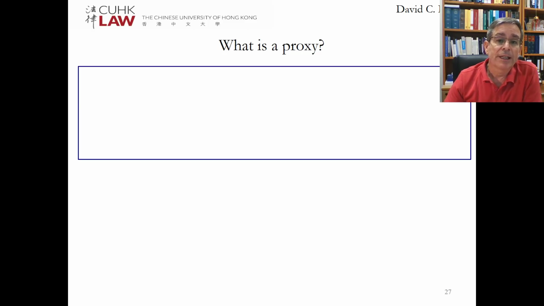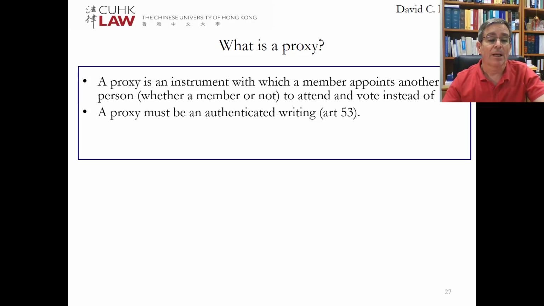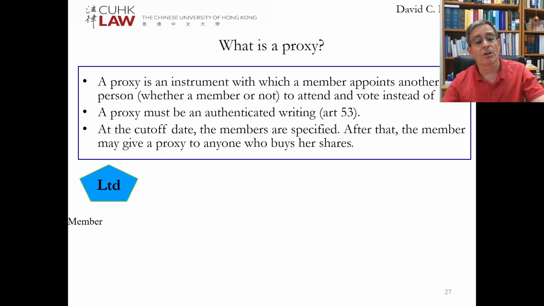Proxy is essentially a contract, as I've explained, and so we have a contract that sends a human being to the meeting, or we have a written instruction which is sent to the meeting. Right? It must be in writing, and then at the cutoff date, the members who are in the register of members will then have the power to grant a proxy to other persons, including persons who buy their shares after that date. So here's a small cartoon.